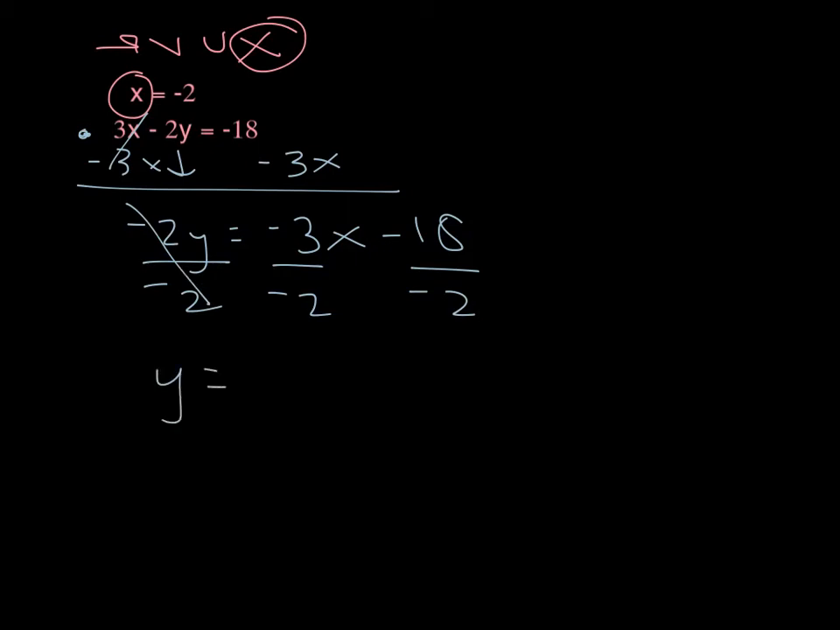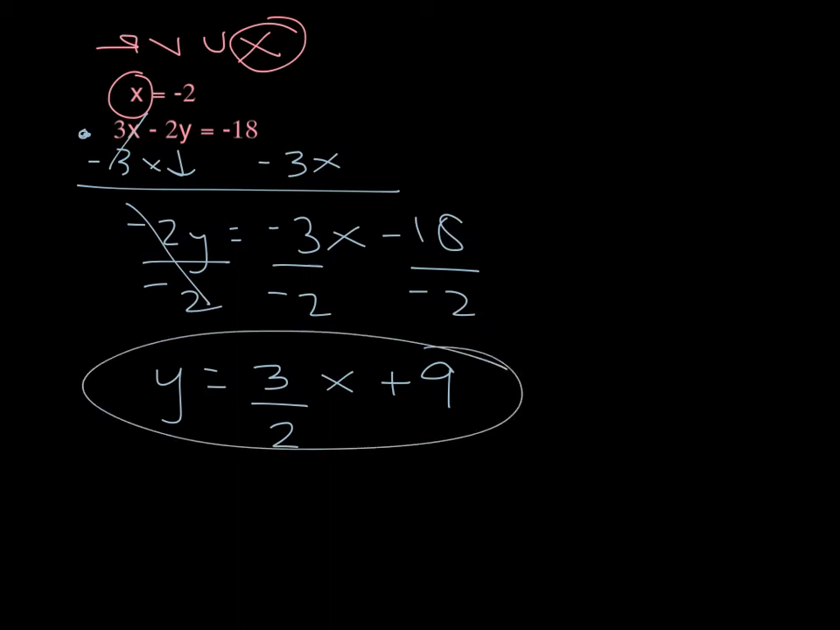Some of you made a few mistakes today. Don't forget, if you have a -3 over a -2, that becomes +3 over 2x. And then -18 divided by -2 makes +9. So at this point, I'm going to take this equation and then my first equation, and I'm going to graph them on the coordinate plane to look at it.